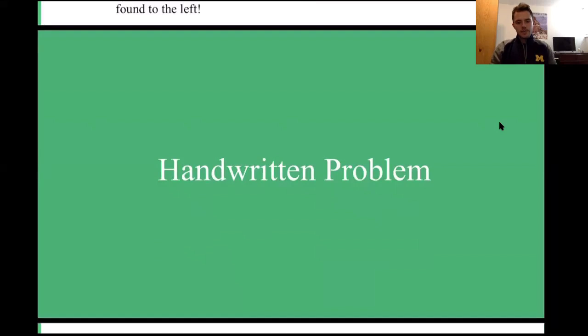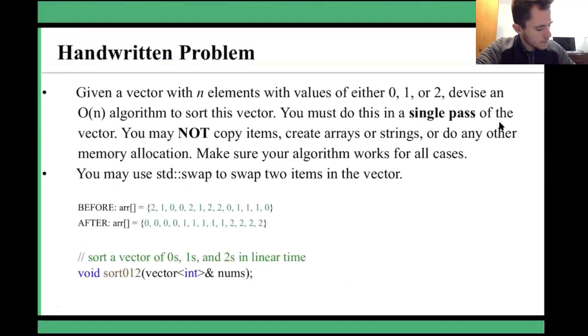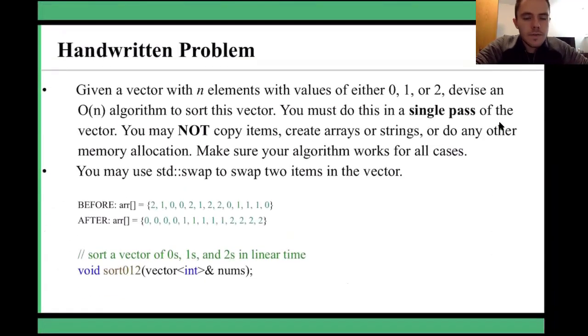So this week's handwritten problem, a little bit more of a difficult one. Essentially, we are given a vector with n elements, and specifically the elements are only equal to 0, 1, or 2, right? So there are only 3 values that these elements can take. And so you need to develop an O of n algorithm to sort this vector. So not O of n squared or O of n log n. And then there are more constraints.